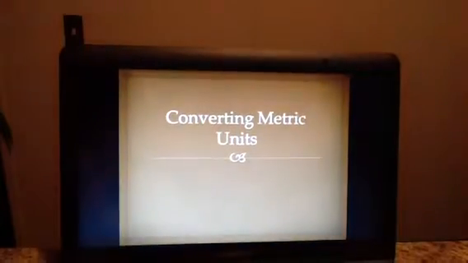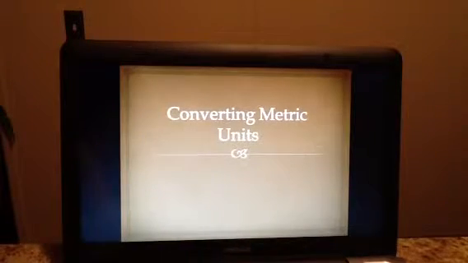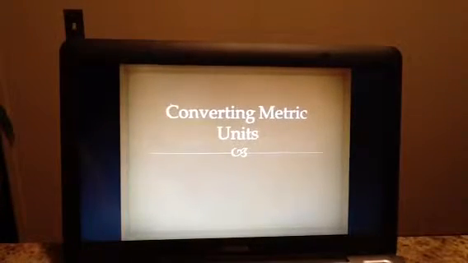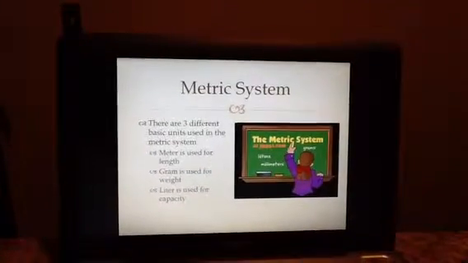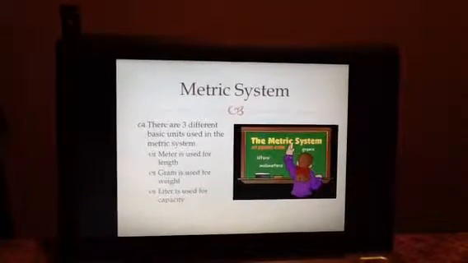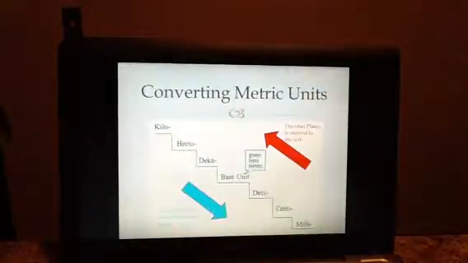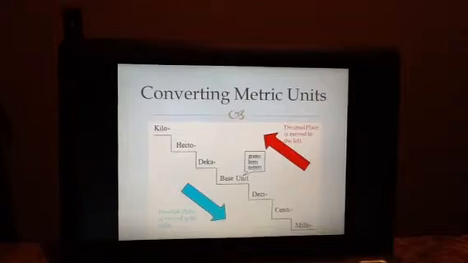Now we move on to metric units, which is a lot simpler than our customary units here in the United States. The metric system, they use 3 different basic units for measuring. You have meters for your length, grams for your weight, and liters for your capacity. Now, with the metric system, why it is so much easier is because it is a base 10 system.